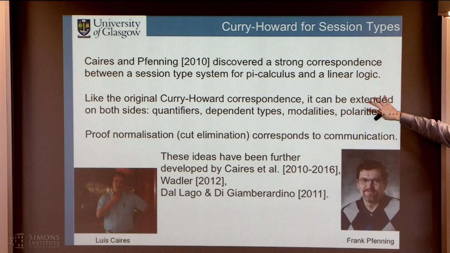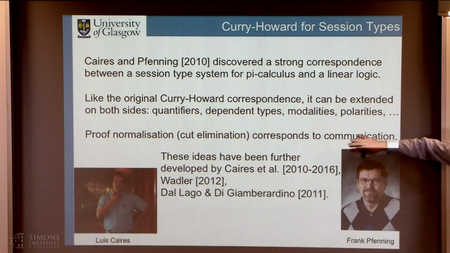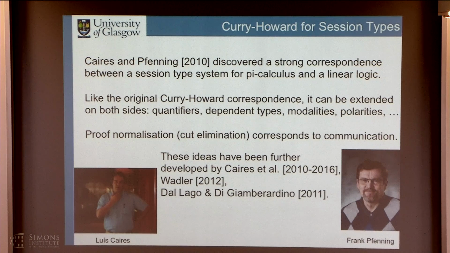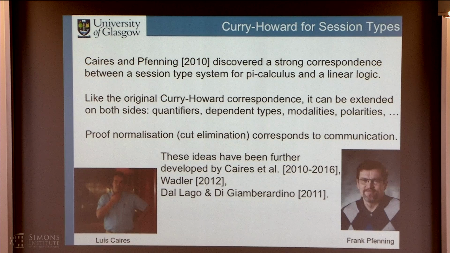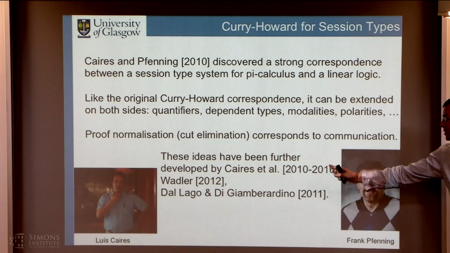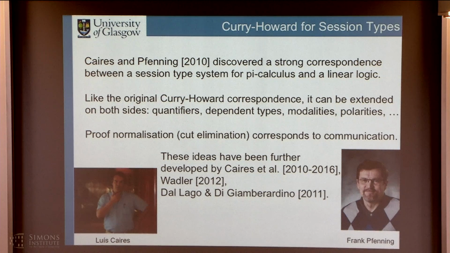Part of the reason for saying it has a good claim to be the answer to Curry-Howard for concurrency is that, just like the original functional Curry-Howard correspondence, it's proved possible to develop and extend it with a lot of extra features: quantifiers, dependent types, logical modalities, other logical features which find corresponding analogues on the computational side. Whereas in the original Curry-Howard correspondence, proof normalization or cut elimination corresponds to functional computation and application in lambda calculus, here cut elimination corresponds to communication, sending and receiving a message matching up via a session type. And there's been a very productive series of work by Caires and Pfenning and their co-workers over the last few years, really pushing this idea a long way.